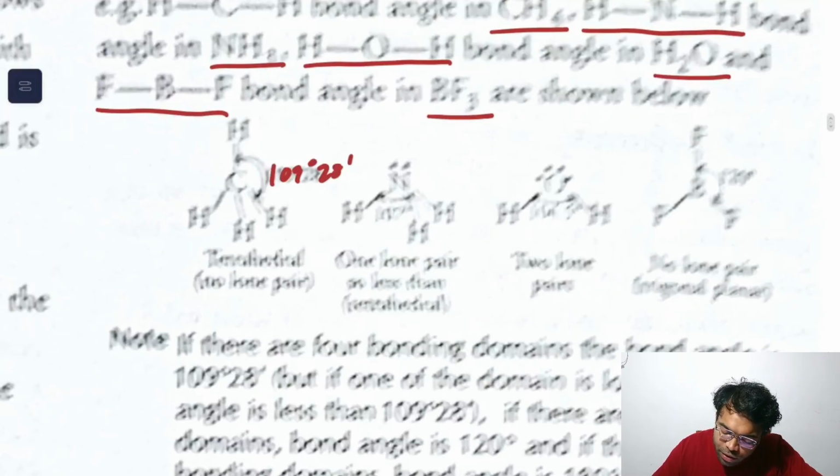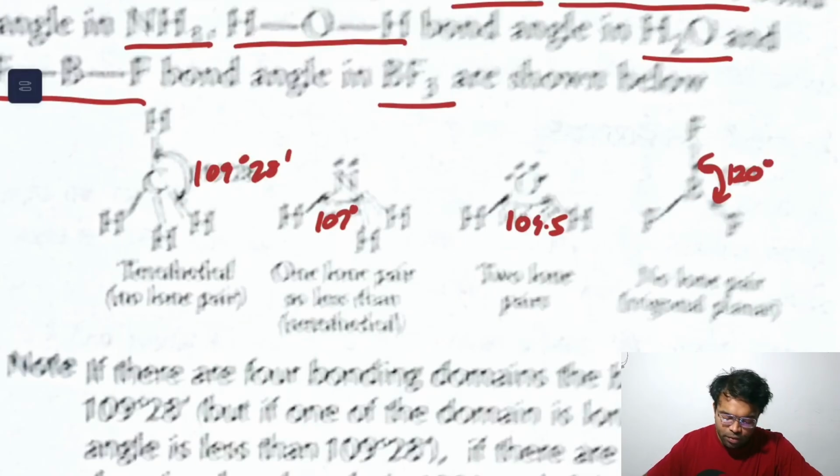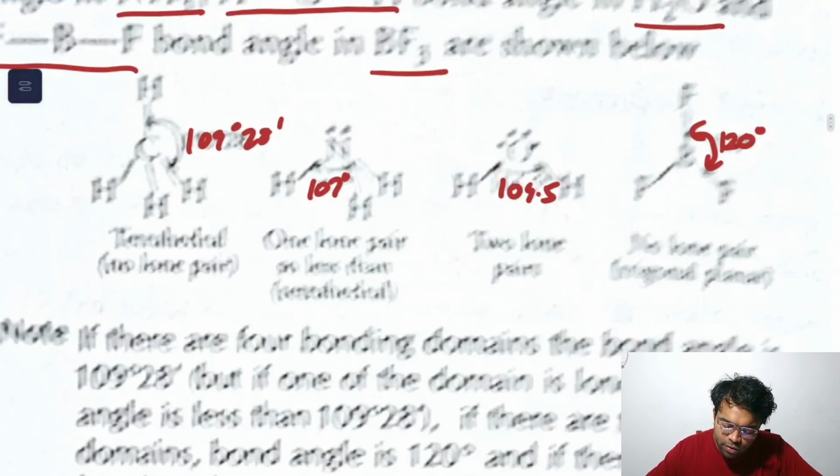Do you have the book open in front of you? This is 120 degrees. Okay. What is the bond angle of H2O? 108 something, 104.5. And what about ammonia? Okay. So you have one lone pair of electrons, you have two lone pairs of electrons, and there is no lone pair of electrons.